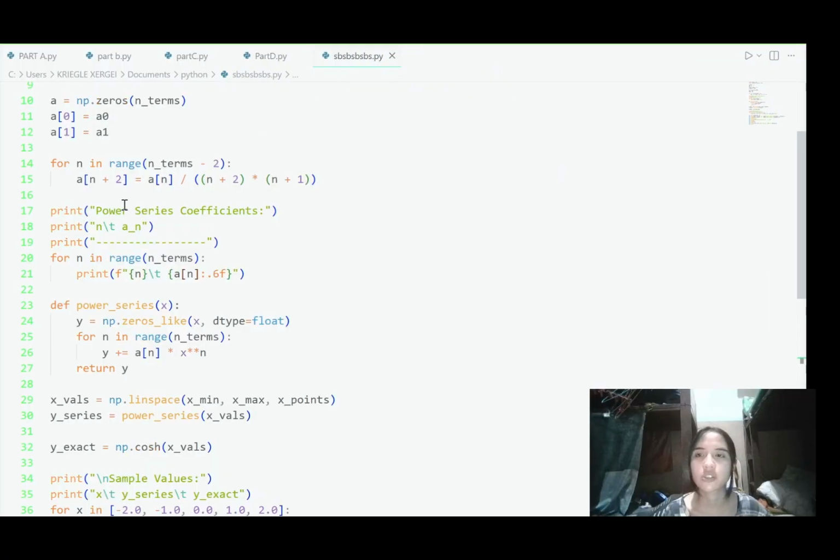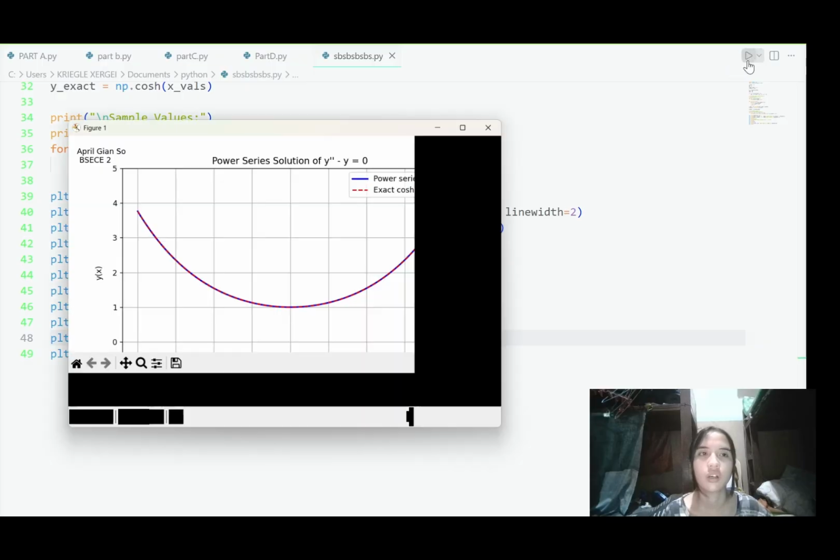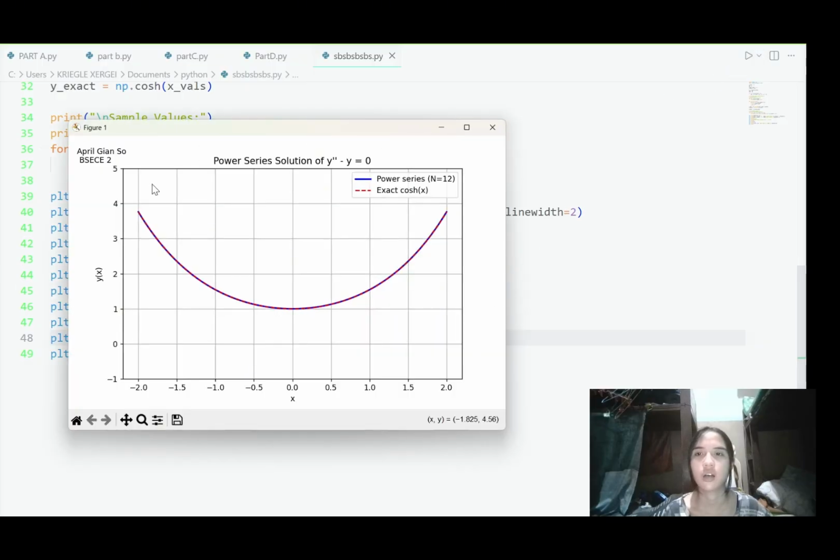This is the code. We're going to run this code. And this is the output.